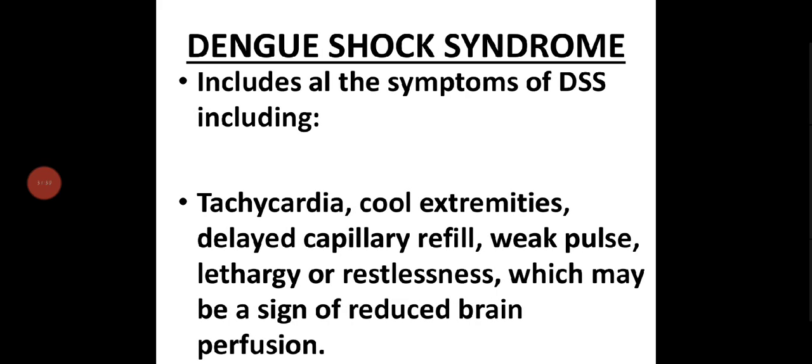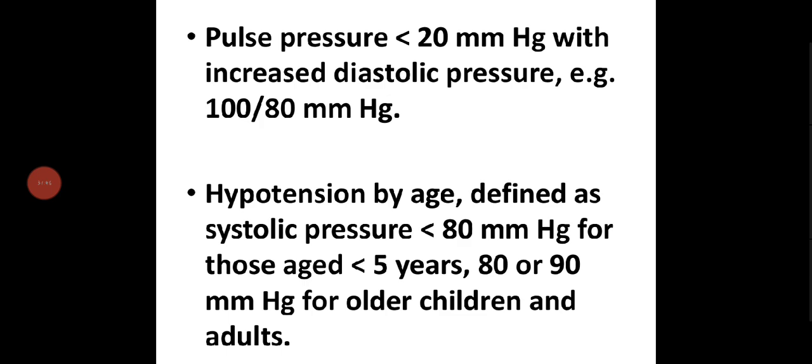And dengue shock syndrome includes all the symptoms of the disease, including tachycardia, cool extremities, delayed capillary refill, weak pulse, lethargy, restlessness, which may be a sign of reduced brain perfusion. These are the symptoms we are seeing in dengue shock syndrome. Pulse pressure is less than 20 mm of Hg with increased diastolic pressure. Hypotension by age is defined as systolic pressure less than 80 mm of Hg for those aged less than 5 years, and less than 80 to 90 mm of Hg for older children and adults.